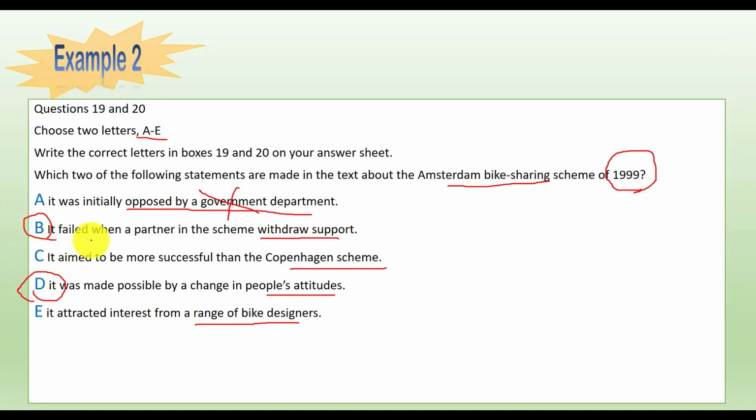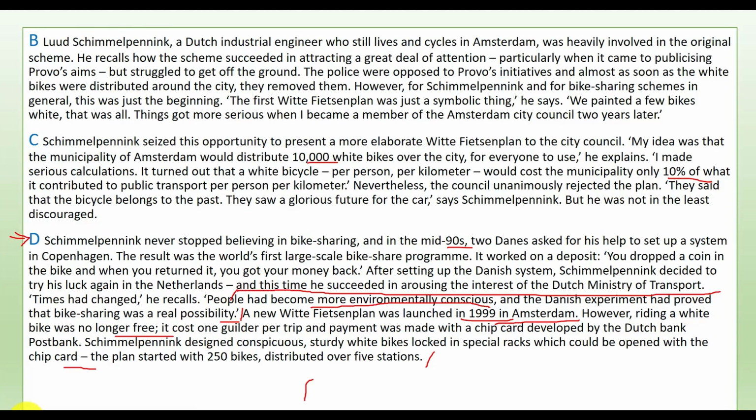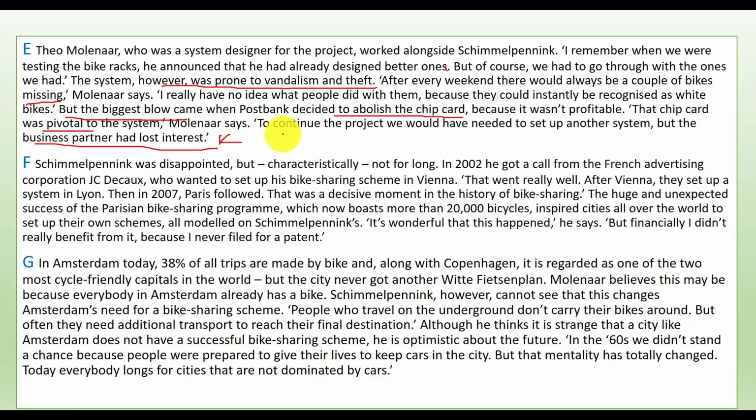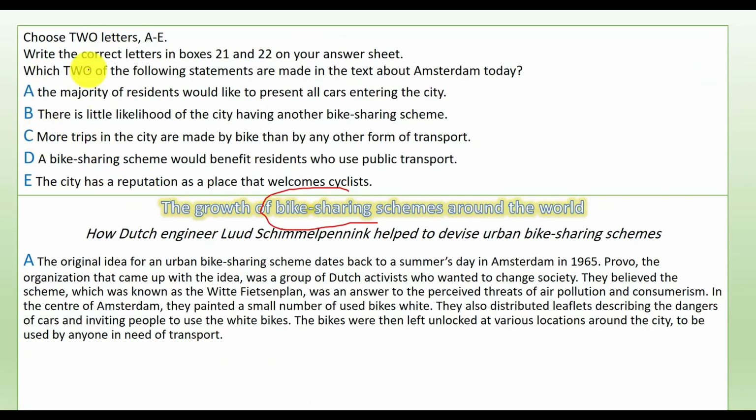this paragraph, and as you see, the 1999 bike sharing scheme has nothing to do with Copenhagen scheme, so we can eliminate this option. And also, it attracted interest from range of bike designers. It has again nothing to do with attracting different designers. Okay. Now let's go to this paragraph. Okay. Now let's go to answer our second set of two questions.